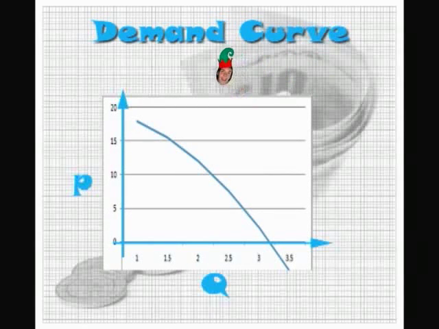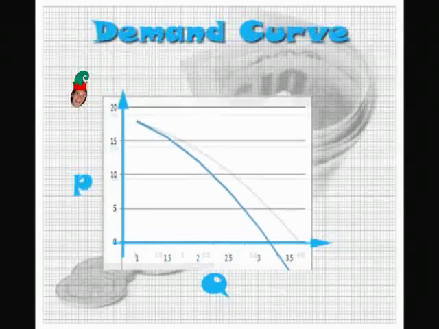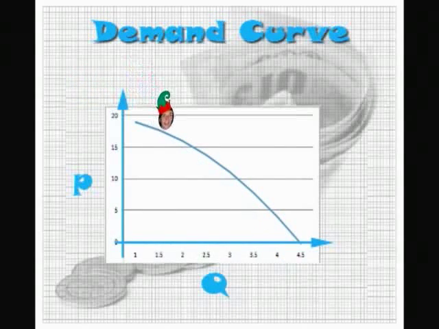As with supply, the demand function is usually a curve. One possible demand function would be P equals 20 minus Q squared. A graph of this function would look like this.